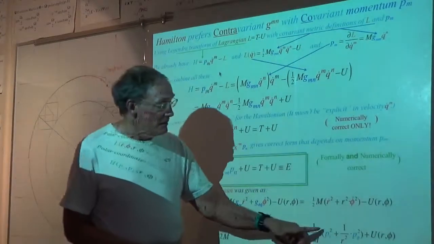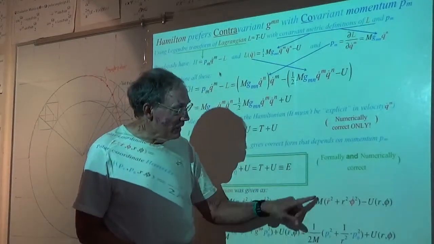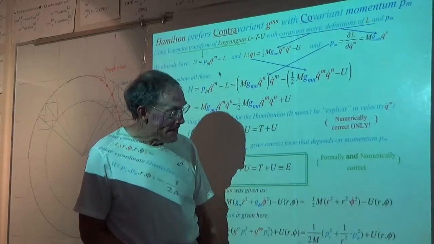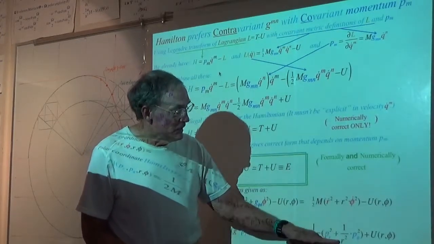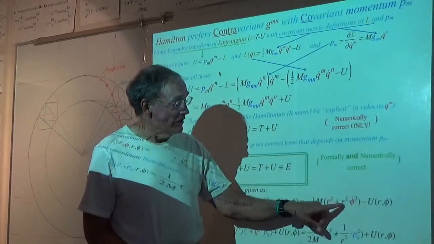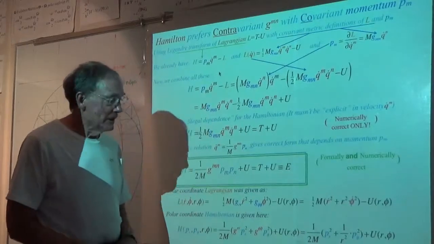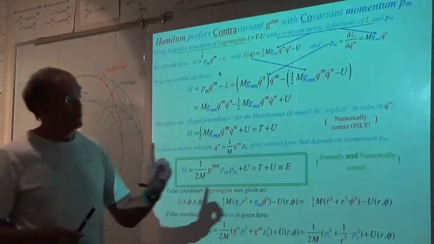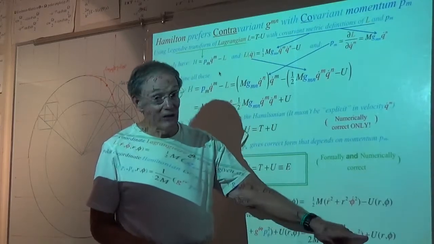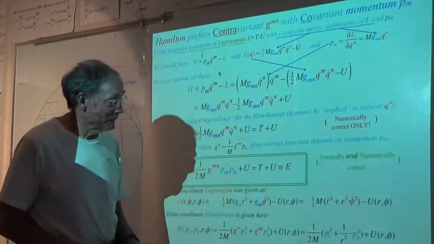So instead of R dot squared, we got PR squared, but instead of M over 2, we got 1 over 2M. Same thing over here, we got 1 over 2M R squared, instead of just plain old M R squared, multiplied by half. Okay? And most important of all, we got a minus sign for our potential here, we got a plus sign here. Okay?